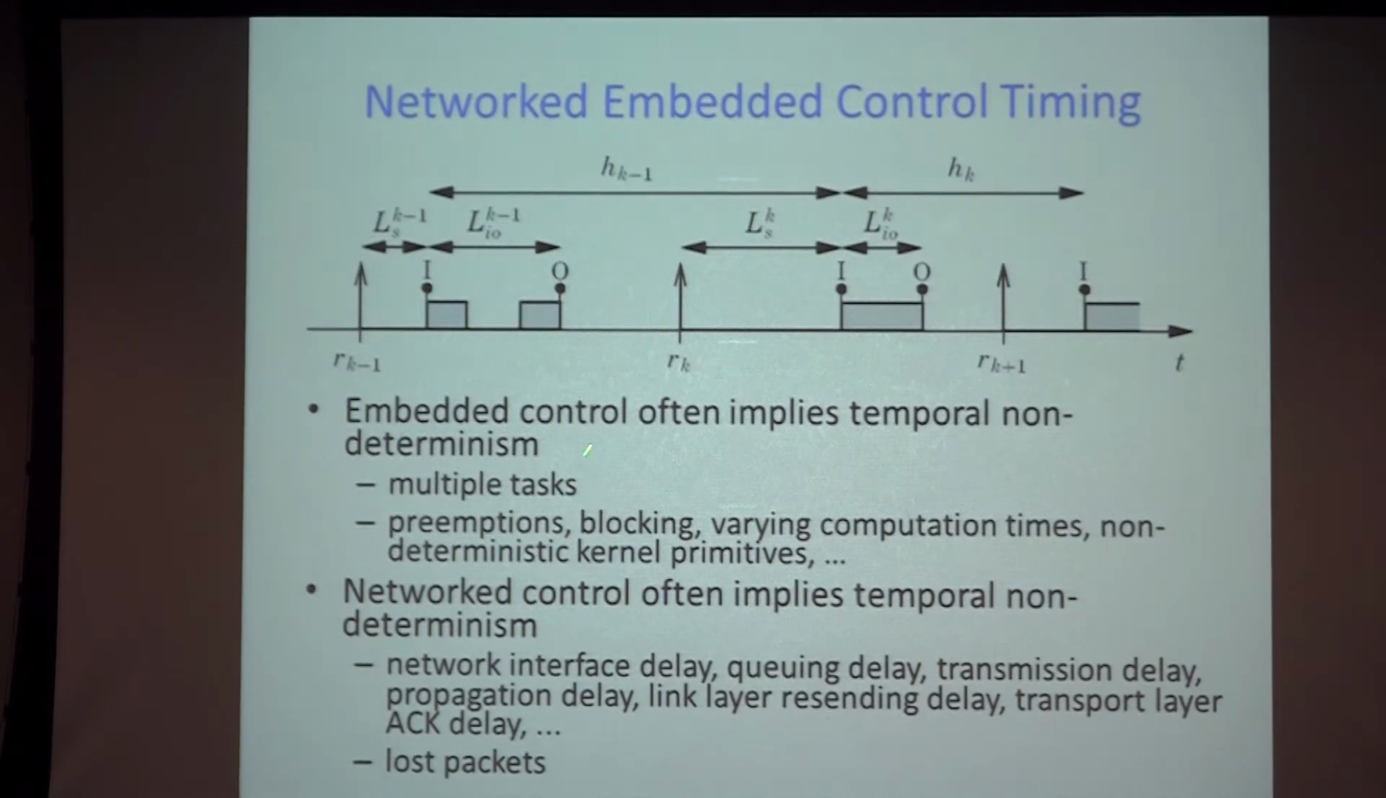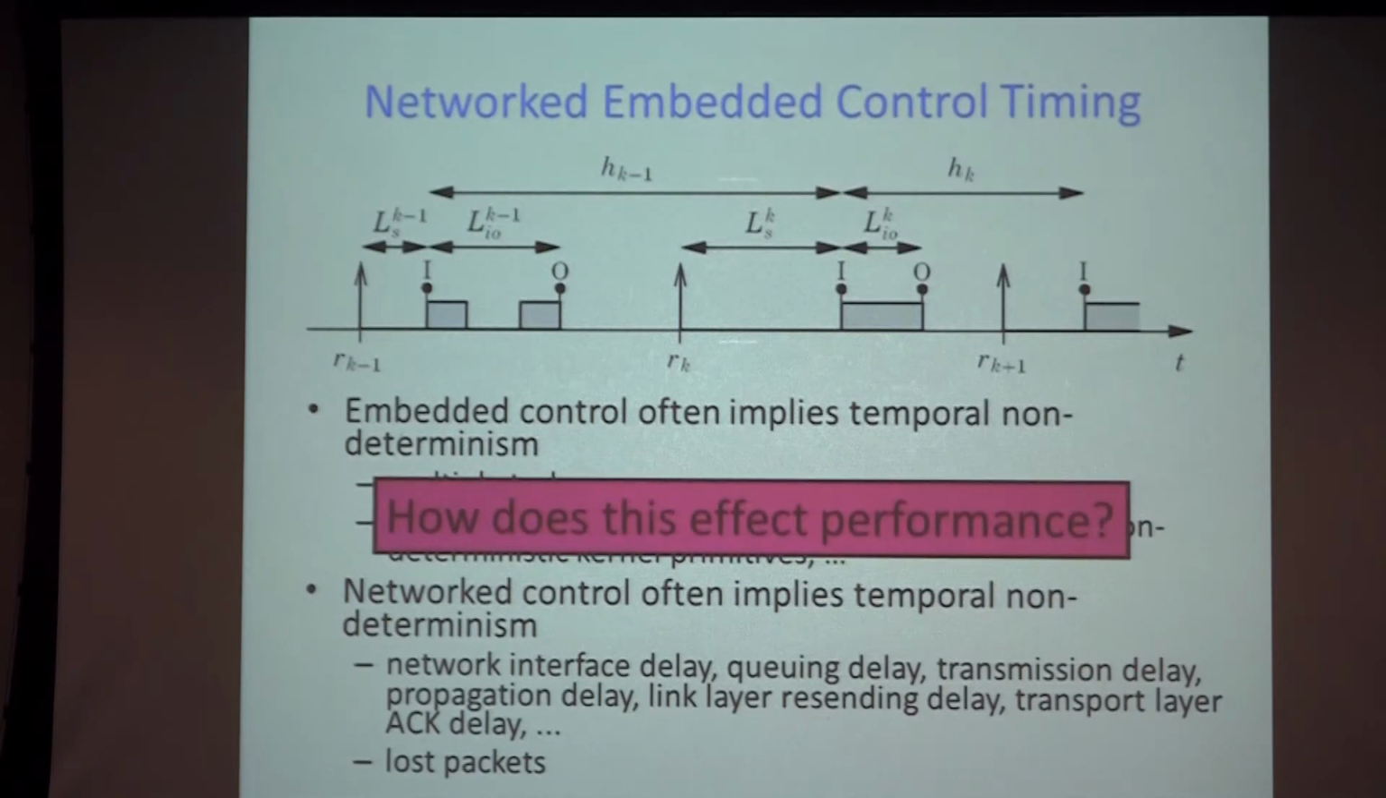Maybe we have multiple tasks sharing the same CPU. We have things like preemptions and blocking, variations in computation times, non-deterministic kernel primitives, all those things that give rise to this. Same thing if we have network control. If we close our control loop over some communication network, then depending on what type of network and what type of protocol one uses, one can get various types of delays. Transmission delays, resend delays in case of collisions. And if we have wireless, we can also have lost packets. So this also gives rise to it.